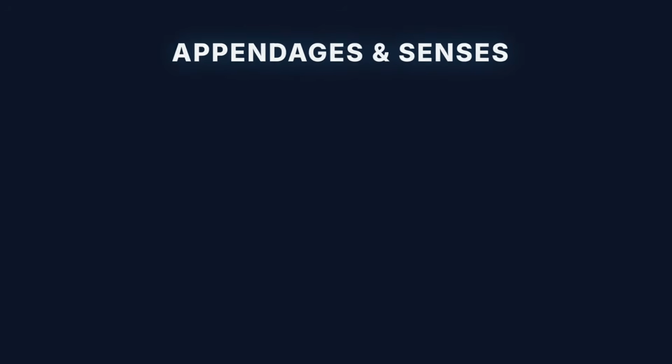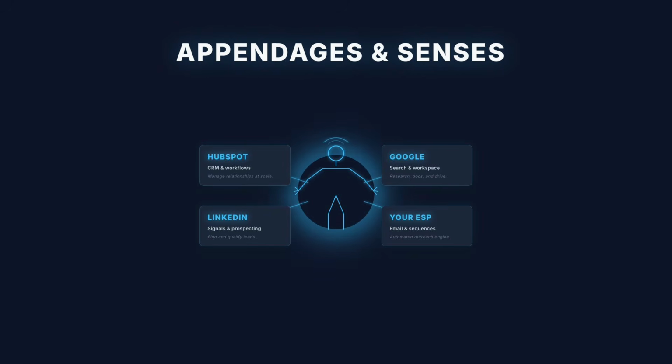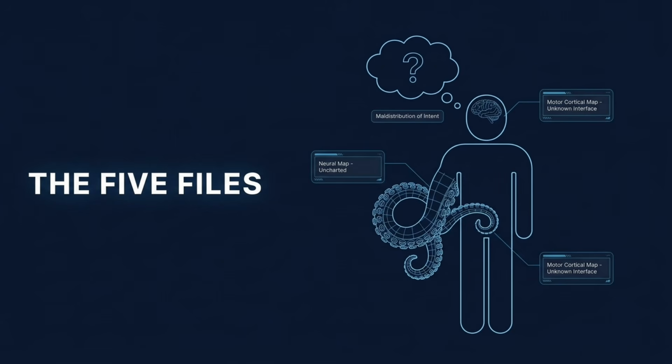Now, if .md files are its DNA, then tools are its appendages and senses. This is how it interacts with the world: HubSpot, LinkedIn, Google, your ESP, folders on your local desktop. These tools are how the agent perceives and acts on external systems. But here's the thing, giving someone a new sense, or giving a person something like a tentacle, doesn't mean they would know how to use it. That's where skills come in.